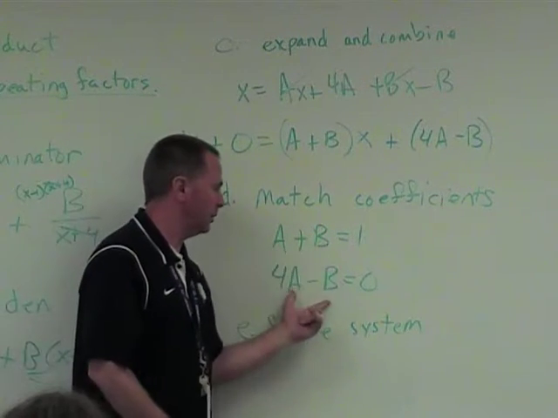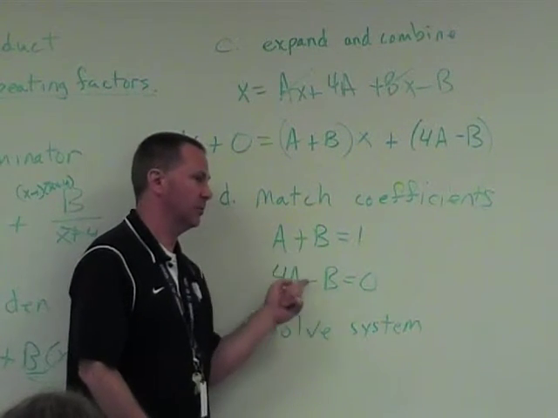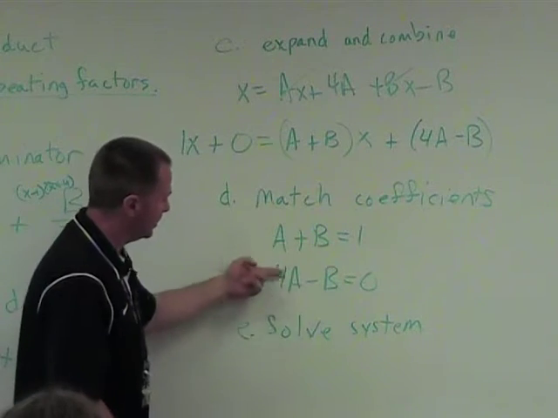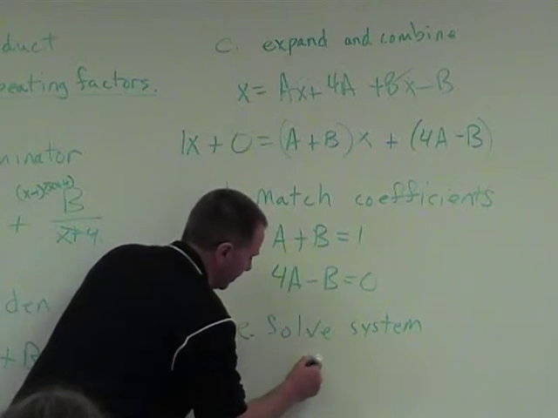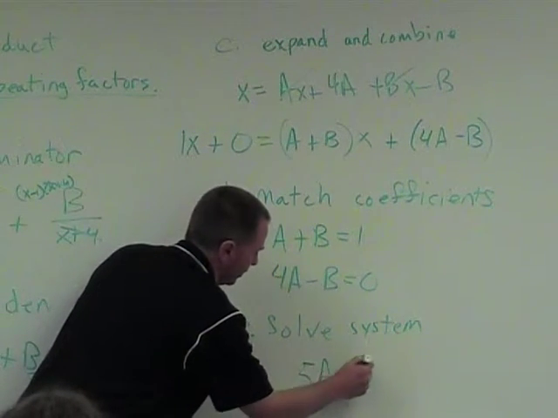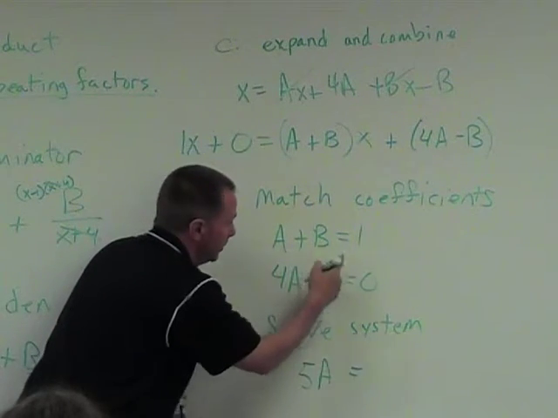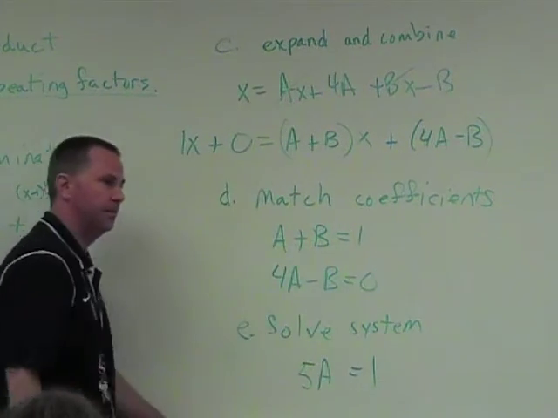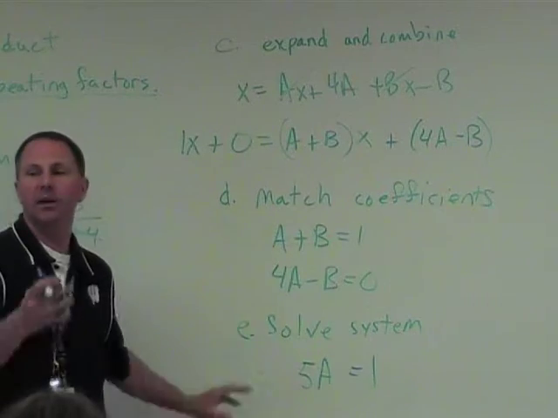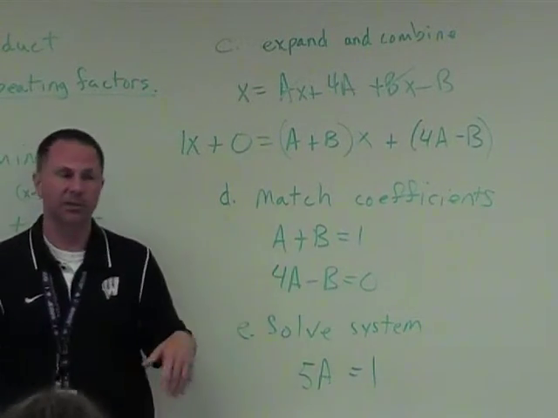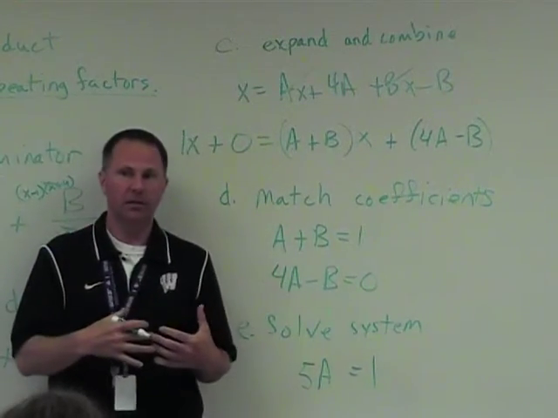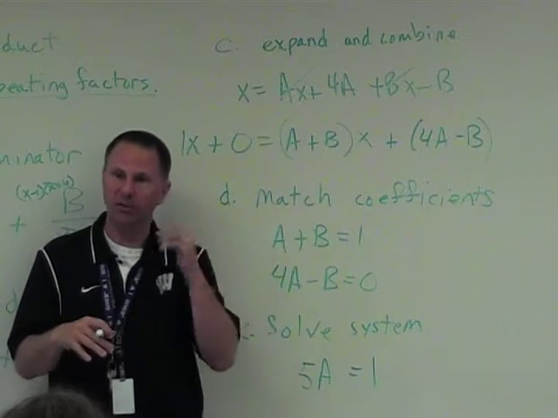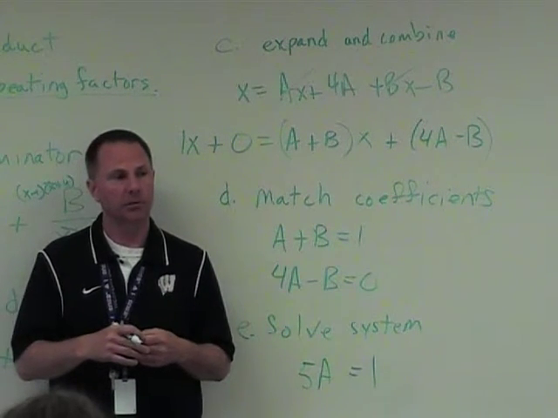How about we just add the two equations? You're thinking the same thing. But if I add these two equations together, don't I get 5a? The b's cancel, and 1 plus 0 is 1. So that's why partial fractions are in this chapter, because this chapter is all about solving systems of equations with matrices.